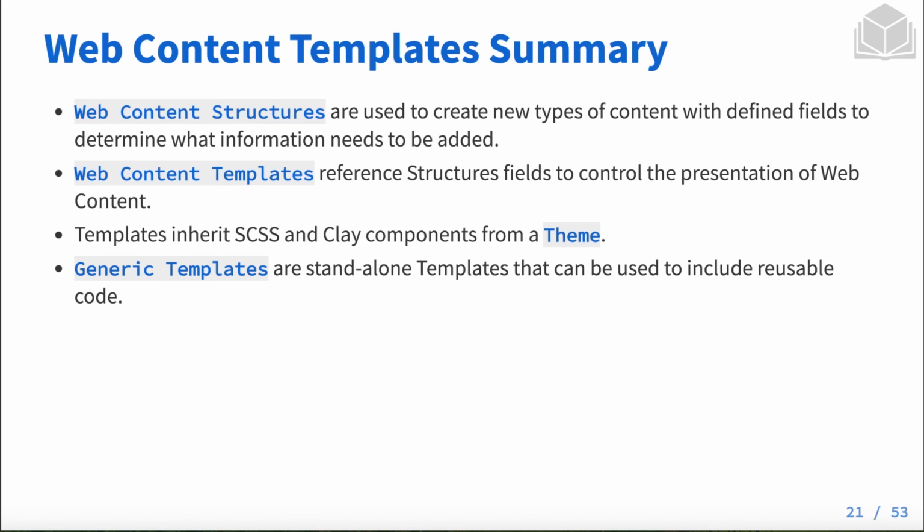So first off, we have web content structures being used to create new types of content with defined fields to determine what information needs to be added. Web content templates are going to reference those structured fields to control the presentation of web content. And our templates will inherit the SCSS and Clay components that we get from our theme. And then lastly, you can build generic templates that can be used as standalone templates that can be included in our other web content templates along with our structures. This gives us more of that modular approach.